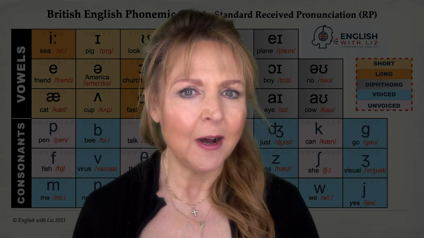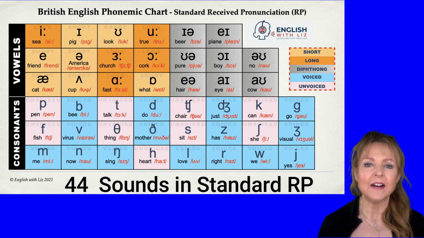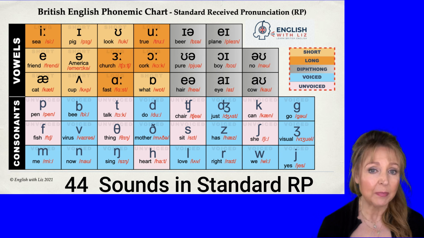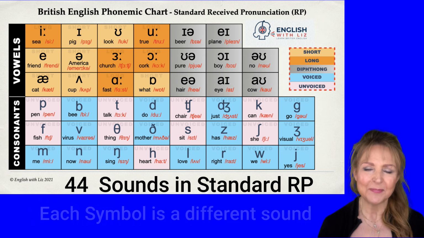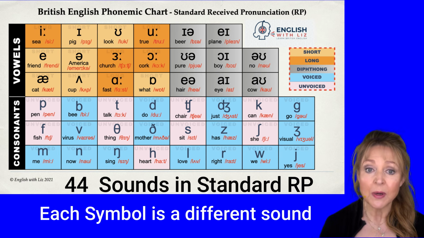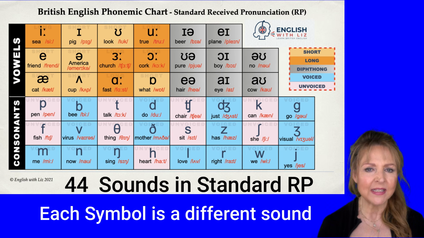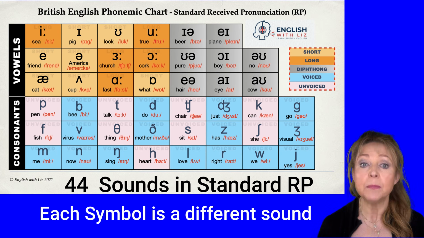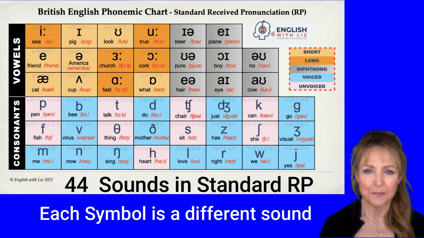So let's start by looking at the chart. There are 44 sounds in standard RP, and these different sounds are represented by the symbols or phonemes you see in this chart. It's important to understand that these symbols are not the sounds. Each symbol represents a different sound, and it's these sounds which are important to master if you want good pronunciation.